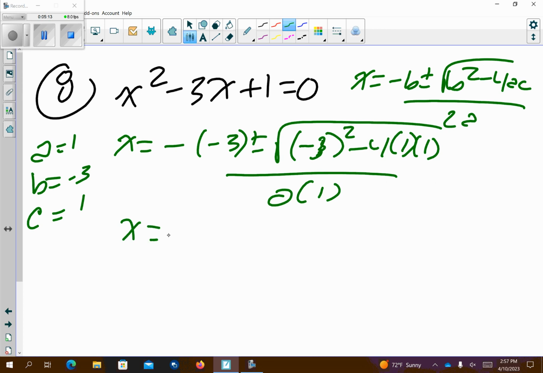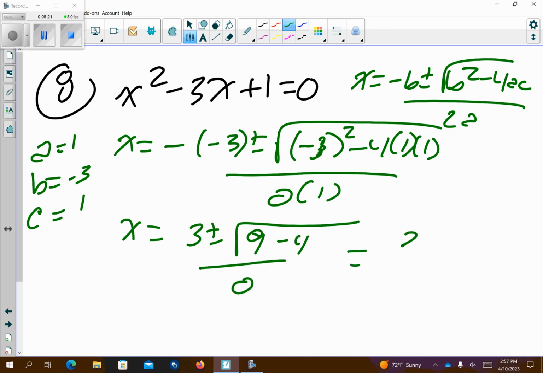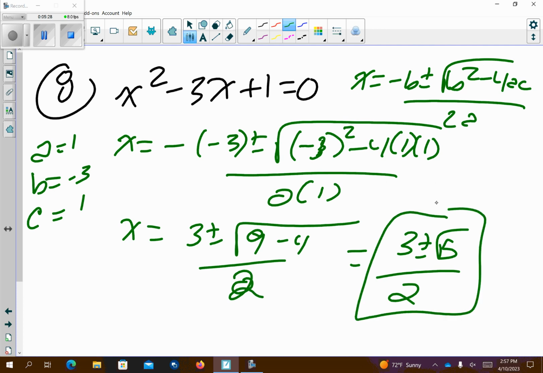So I get negative negative 3 is 3, plus or minus. That's going to give me positive 9 minus 4 over 2. So my answer is 3 plus or minus square root 5 over 2. And that's as far as you can go. That is my answer.